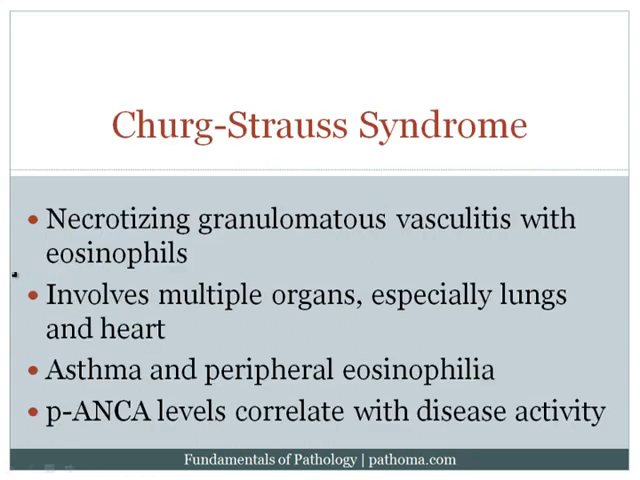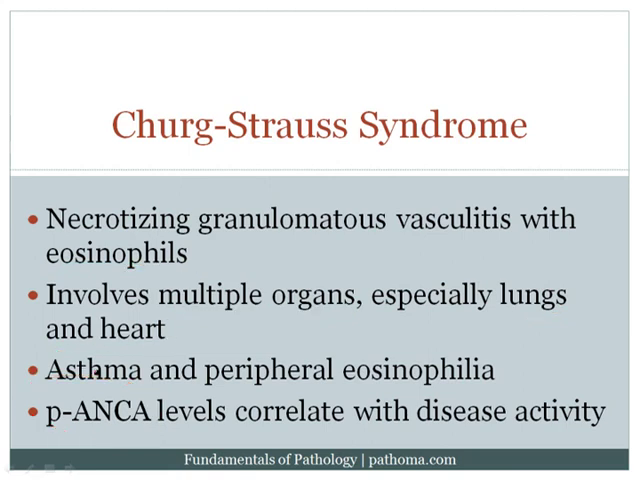Another small vessel vasculitis is called Churg-Strauss syndrome. This is where you get necrotizing granulomatous vasculitis with eosinophils. Again, it can involve multiple organs, especially the lungs and the heart. And what you really want to do is distinguish this from microscopic polyangiitis. Now, why would you want to do that? Because in this particular disorder, when you study the ANCA, you're going to get a P ANCA. So basically, there are two disorders that are going to give you a P ANCA. The first is microscopic polyangiitis, and the second is Churg-Strauss. And so we need to be able to distinguish between those two disorders.